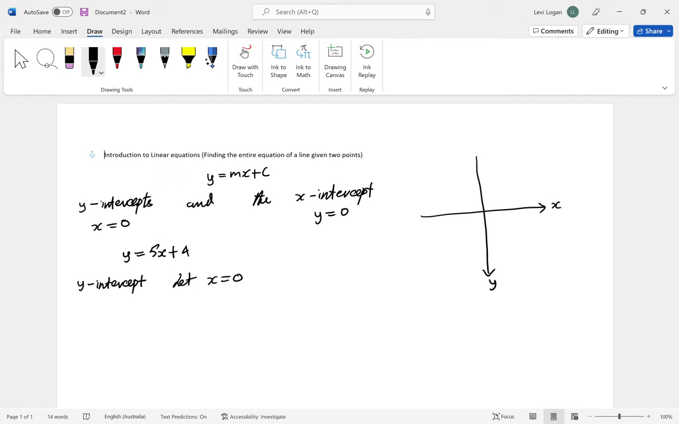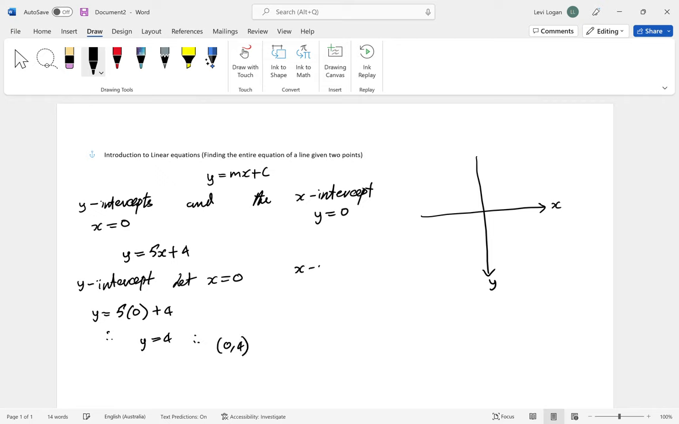Now if you never want to get this wrong, write out this part: y-intercept, let x equal 0. And it will become second nature to you. Always write out this part. Y-intercept, x equals 0. So we have our line here. Sub in 0 for x. So 5 times 0 plus 4. Therefore y equals 4. Therefore our y-intercept is (0, 4).